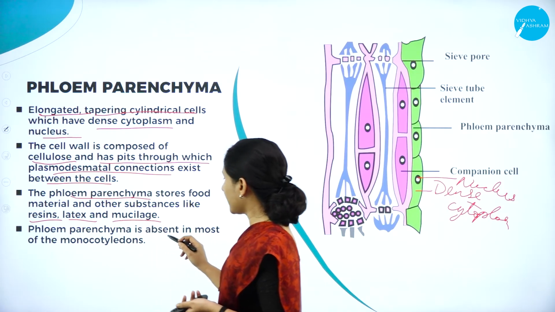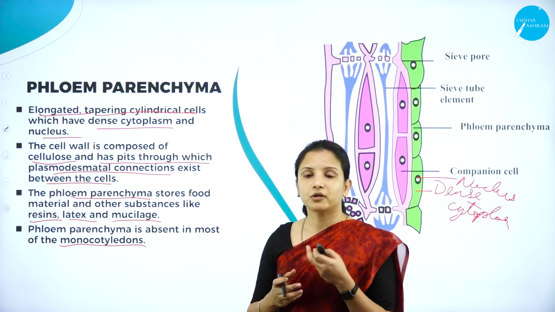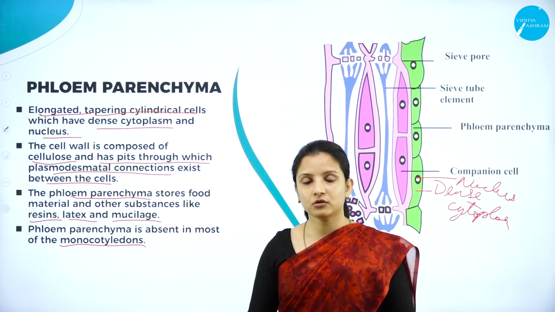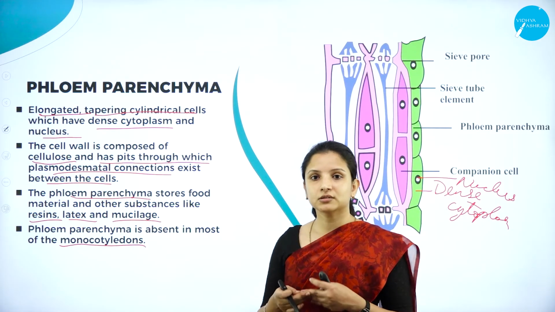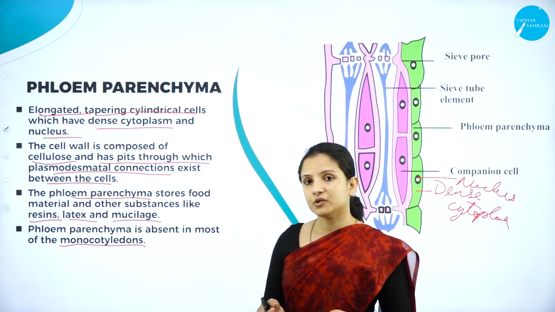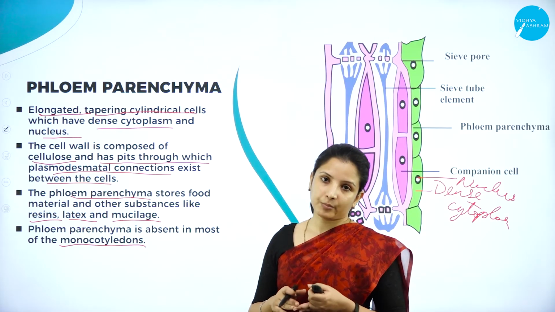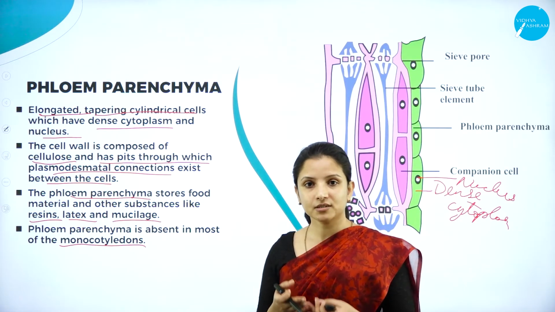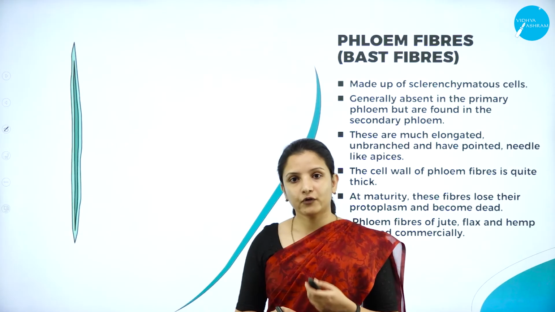And phloem parenchyma is absent in most of the monocotyledons. So this is one of the characteristic features of the species of plants coming under the monocotyledons, wherein most of the species do not have phloem parenchyma. Also, gymnosperms have all these, but they don't have the sieve tubes and the companion cells. Instead, they have the sieve cells and the albuminous cells. So these are some of the characteristic features of the phloem tissue.